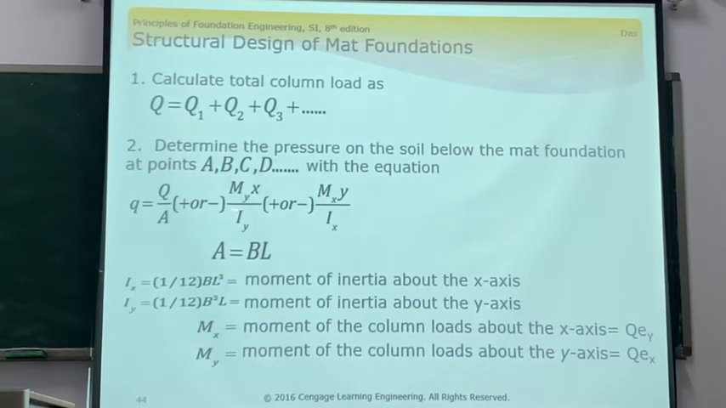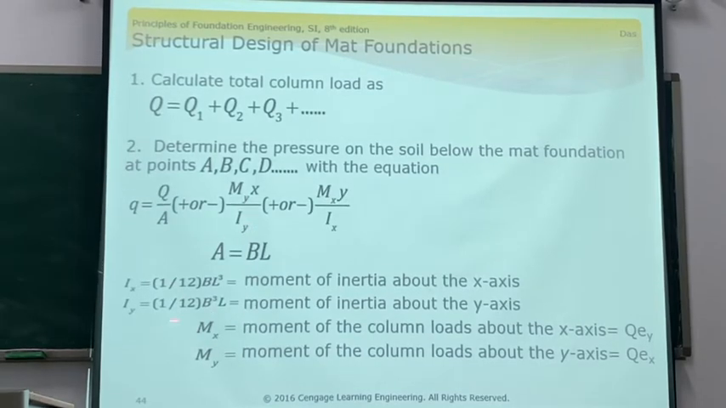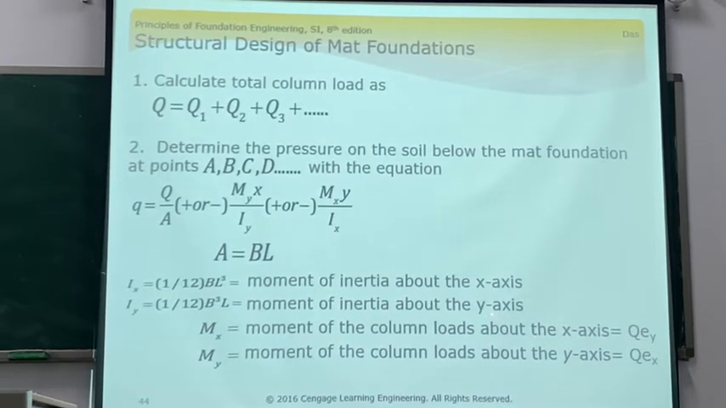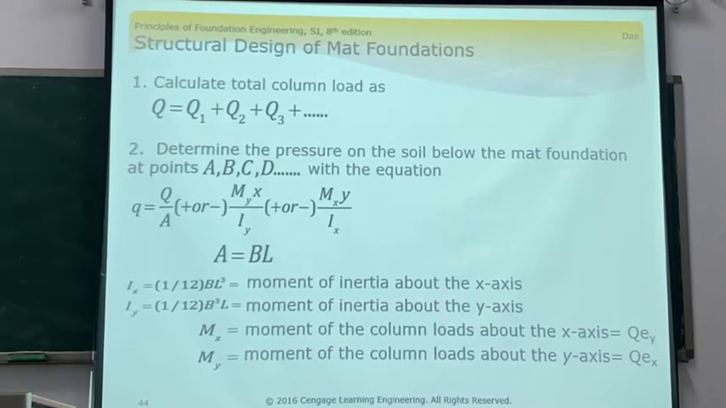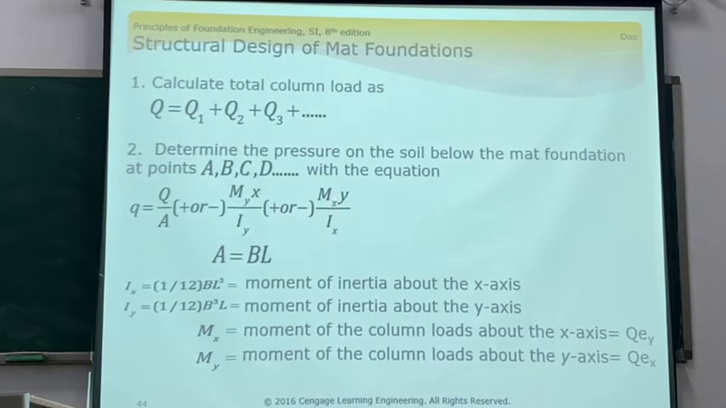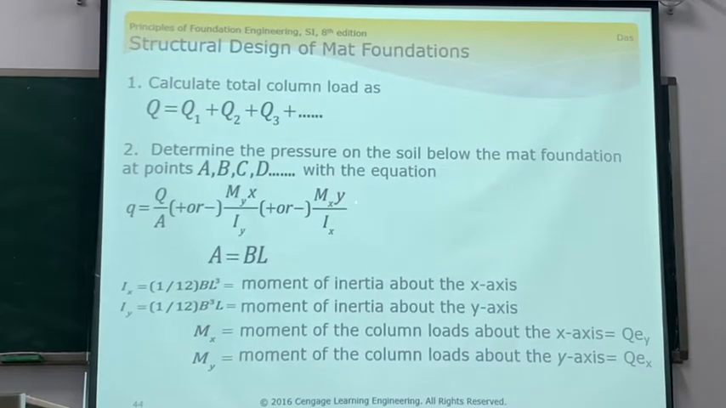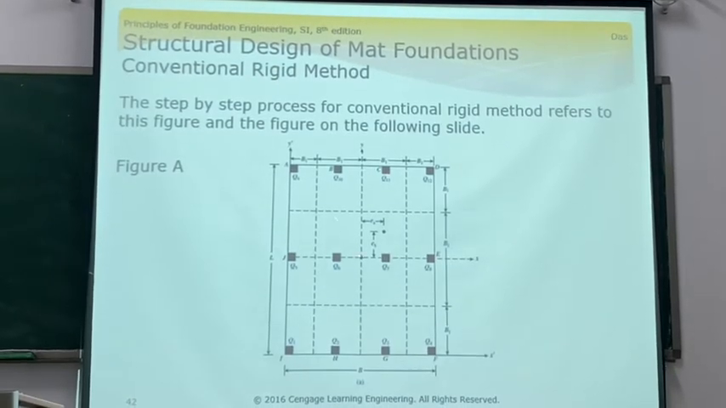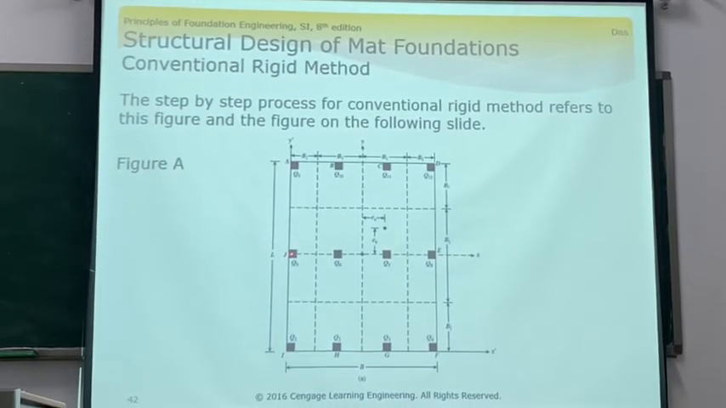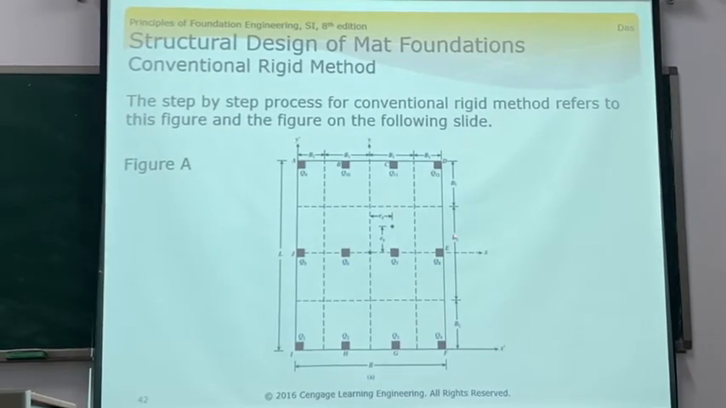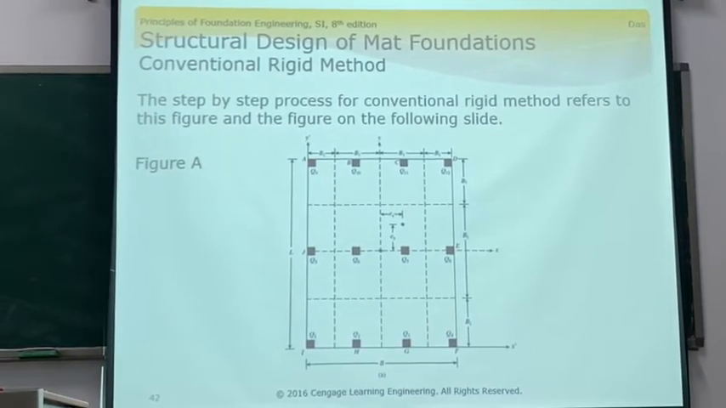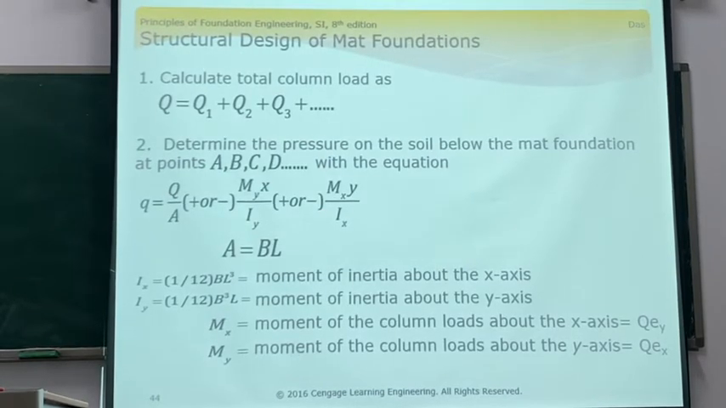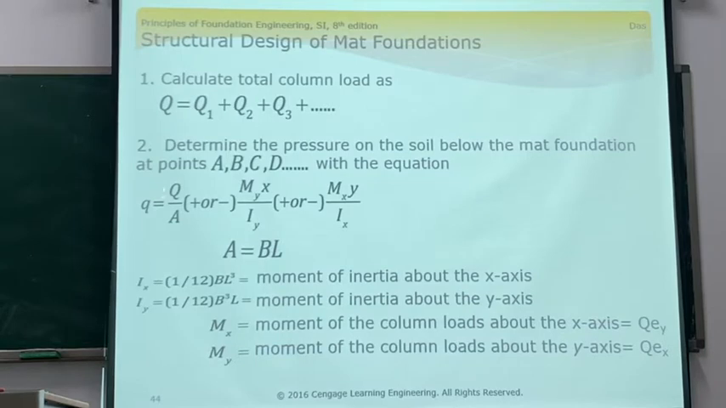And IY is the moment of inertia about the Y axis, plus or minus MY times X over IY. Y is this way, from this point to this point. Okay. So using this one we can get the Q, this is Q.